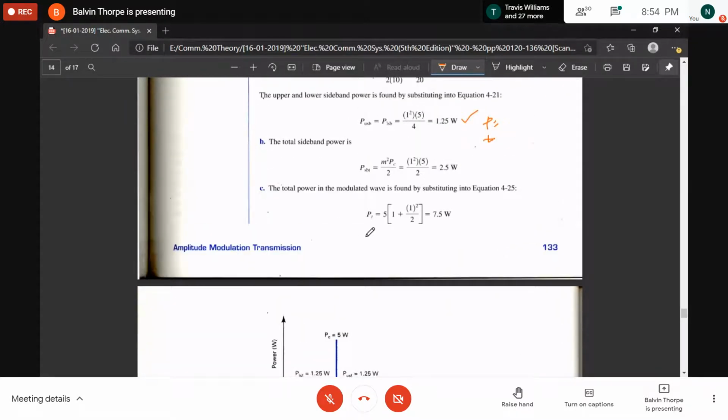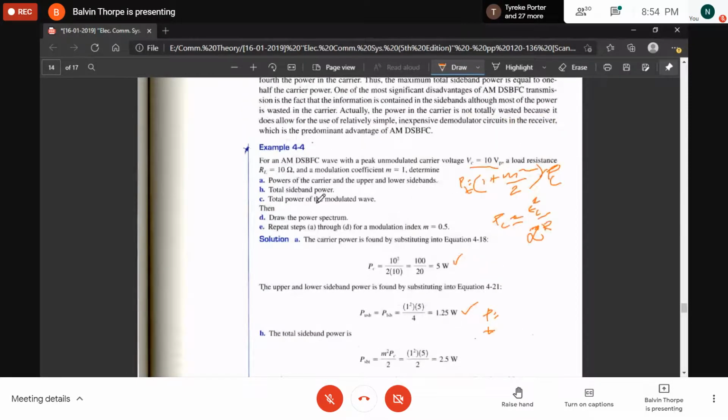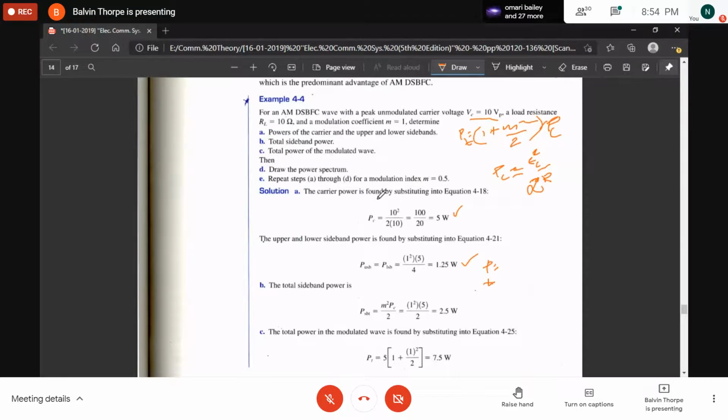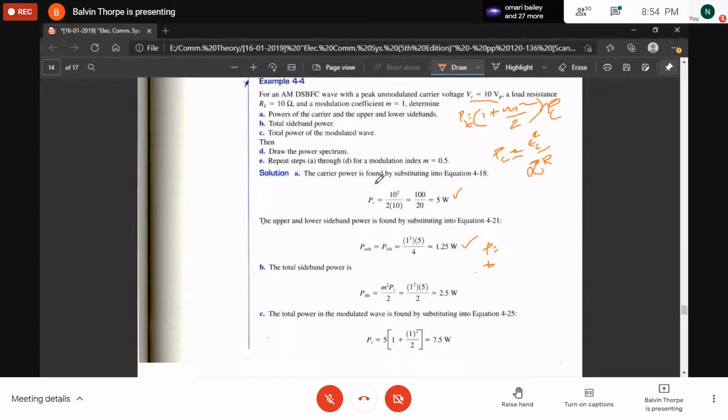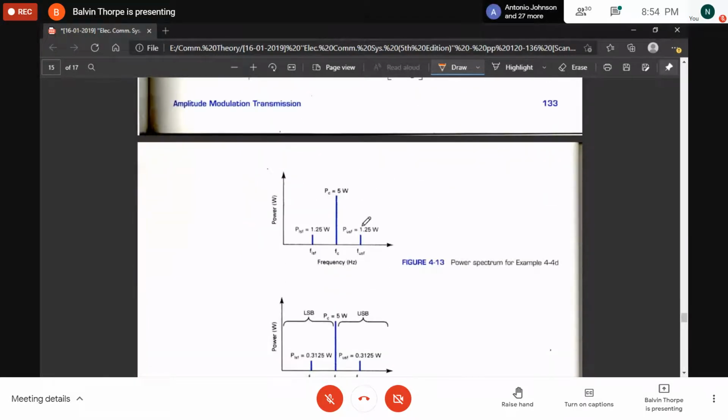See, eventually they worked it out. And that was a part of what was asked eventually in the question: total power in the modulated wave. A picture of the power spectrum looks like this, as you can see. The power versus the frequencies. So at the carrier frequency the power is 5 watts, and the power in the lower sideband and the upper sideband is 1.25 watts each.